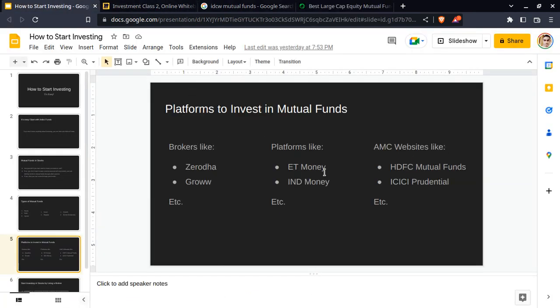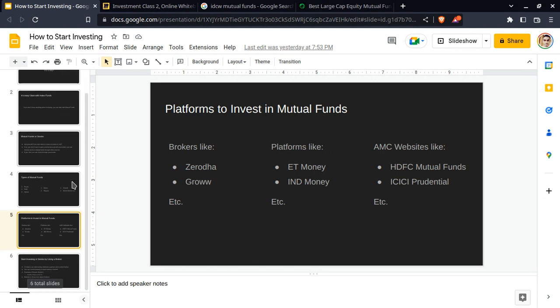I generally prefer going to them. But again, you have a choice of your own, whichever you want to choose. Okay, so that is all about mutual funds, the types of mutual funds.